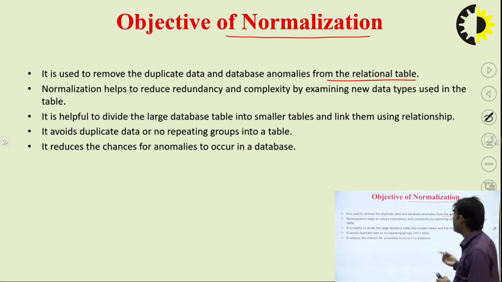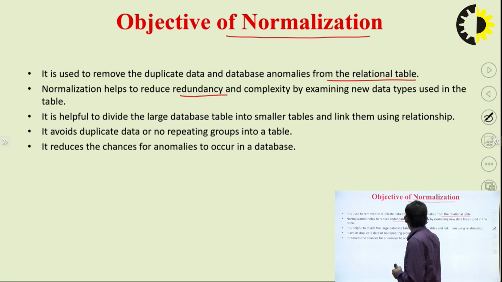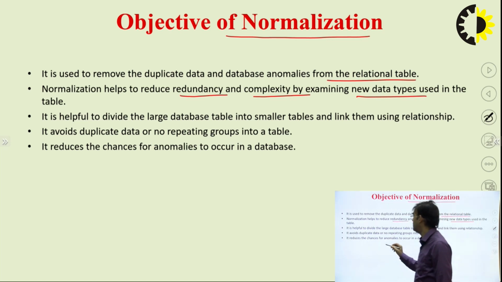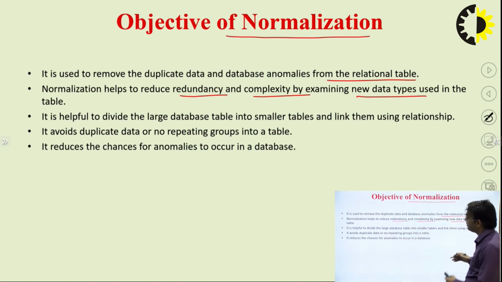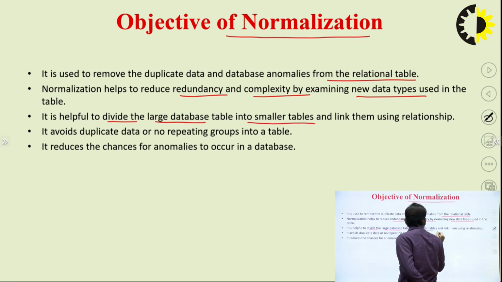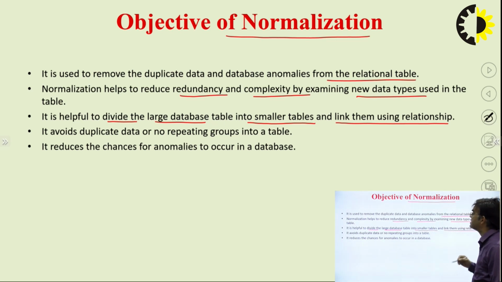Second objective: what does normalization help with? It reduces redundancy and complexity by examining the new data types used in the table. What will happen after applying normalization? It will reduce the redundancy of the database, and if it is more complex, the complexity also reduces. Third point, it is useful to divide the large database table into smaller tables and link them by using some relationship.